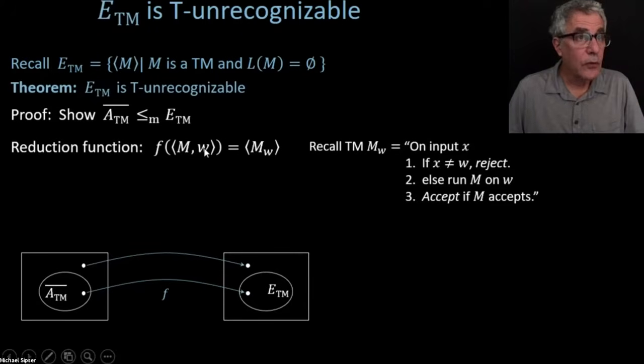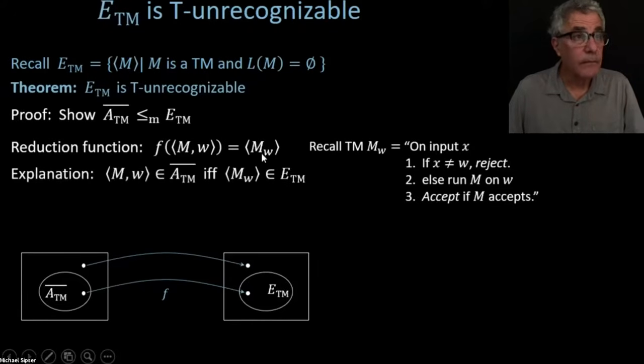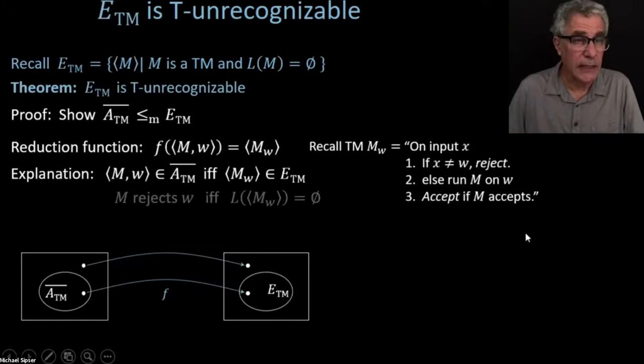So if M rejects W, then it's in the complement, and that's supposed to map to a machine where the language is empty. Okay, so if MW is in the complement, so M rejects W, then MW's language is going to be empty, which is what you want to have happen. Let me move on to my last example. This example is in a way kind of similar to the one we did before, and I really want to get to the last example here.